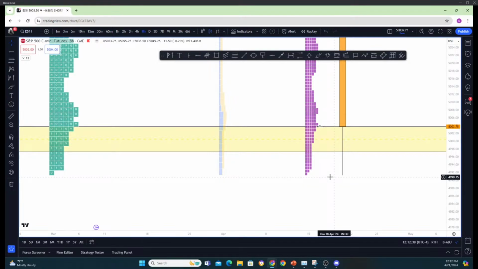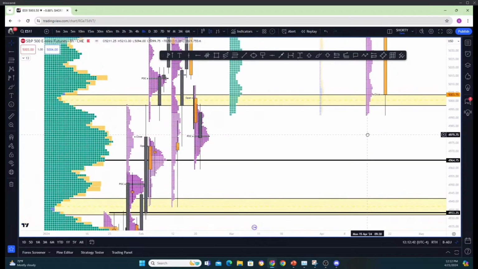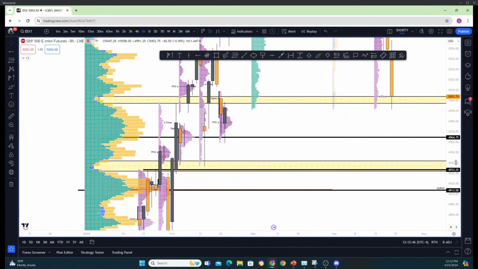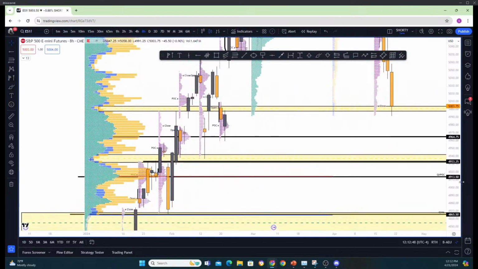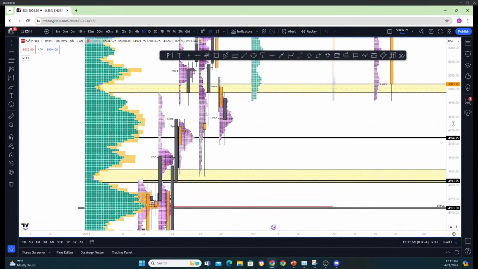Single prints, since it would represent that they weren't there for that long, so they bought it up. Yeah, you want to see some single prints here, and that's exactly what we didn't see. So now when you go on this TPO, I have volume and TPO, and you see on volume, usually if you don't spend a lot of time there, are you going to spend a lot of volume there? No. Usually they're in sync.